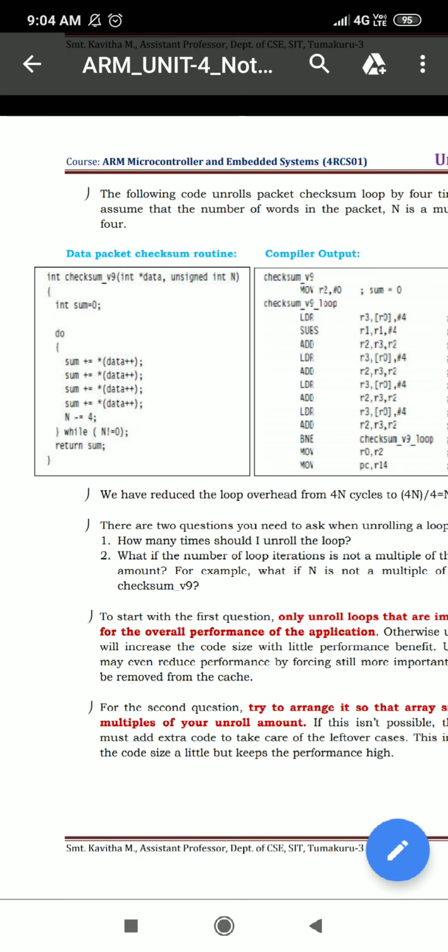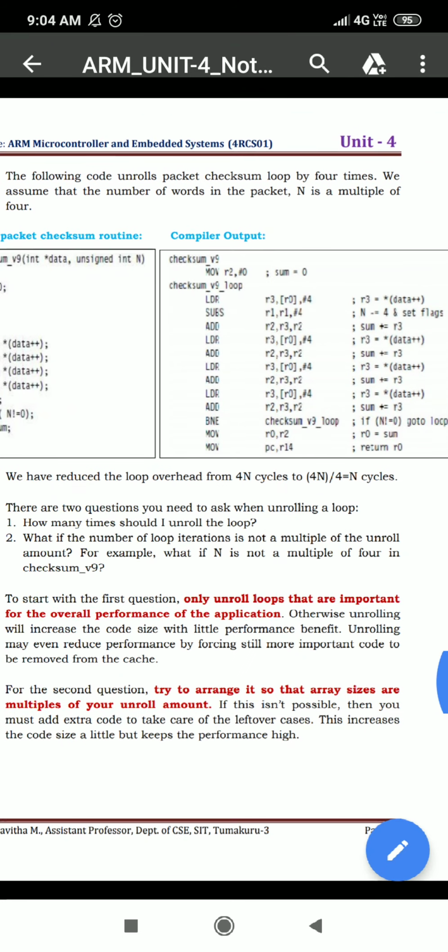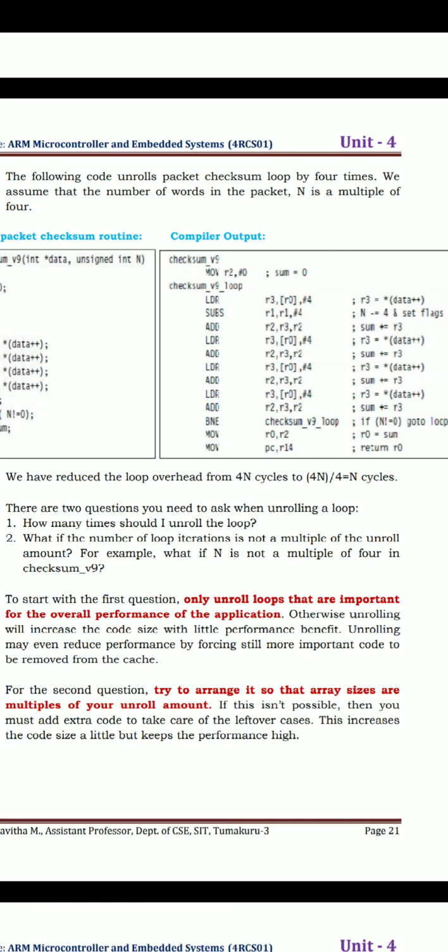So coming to the compiler output for this checksum routine, here R2 is initialized to 0 which holds the sum, and the data is fetched from the array into the R3 register using post index with immediate offset for this LDR instruction. Here R0 is a pointer to the array. So from the current address held in R0, the data is fetched and then the pointer is incremented by 4 so that it points to the next word.